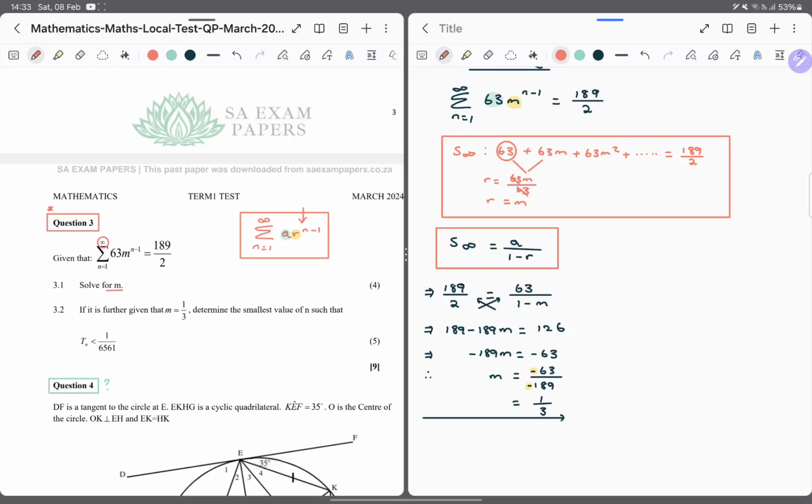So how do we score marks here? Of course, substitution is very important. But now look at these marks, 4 marks. The second mark comes for the answer. But now where are the 2 marks? Is realizing the first term is a and the common ratio is m. So that's how we score our 4 easy marks.